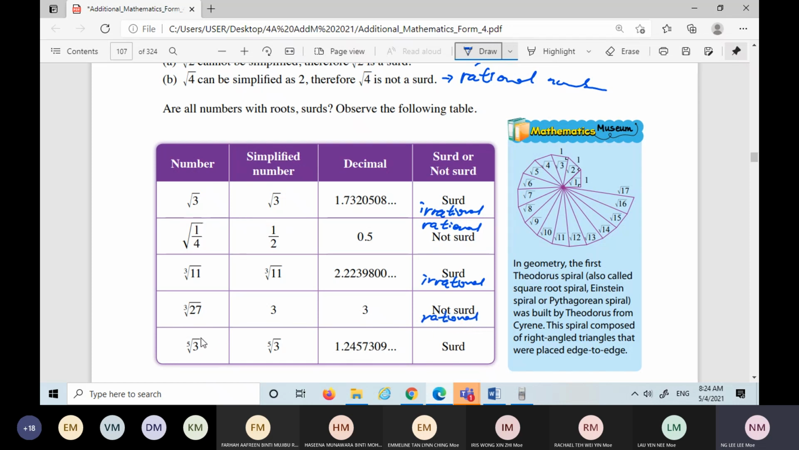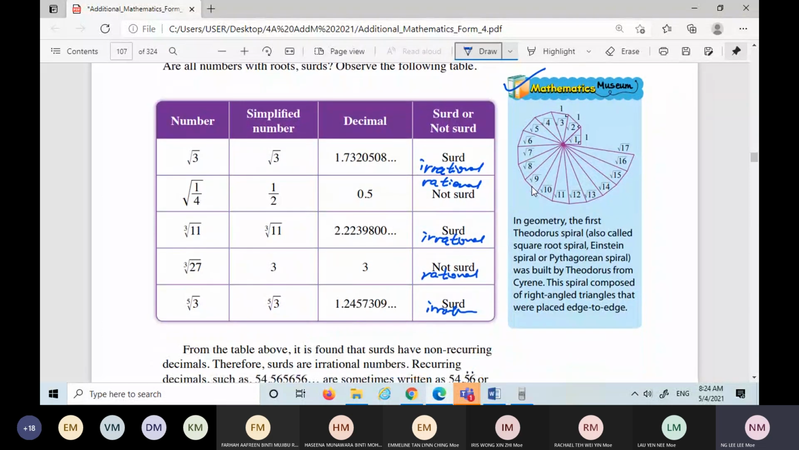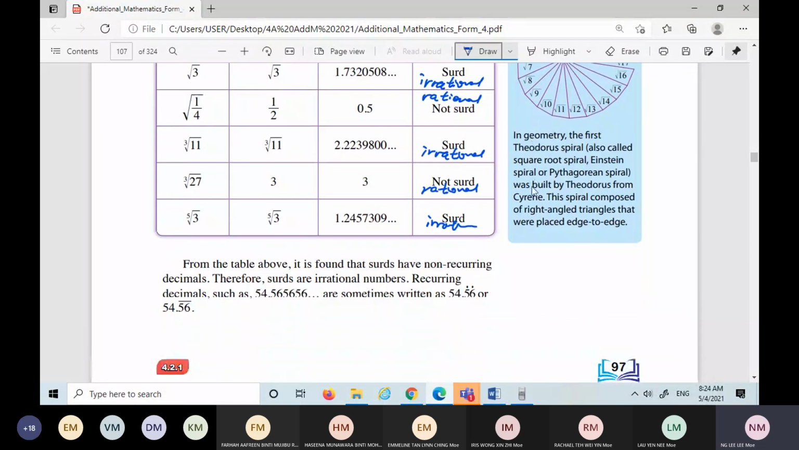And then 3 of order 5, surd 3 of order 5, is a surd, and this is an irrational number. I hope you are clear already now. And then this one, if you want to see, you can see by yourself. This one is quite fun actually. It's a spiral.